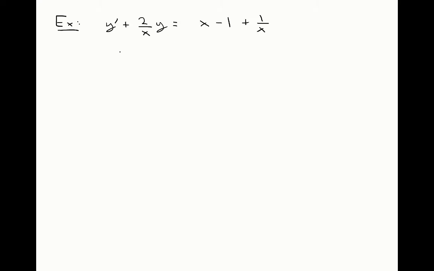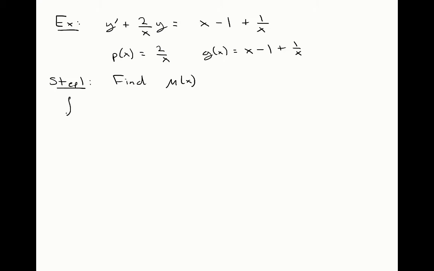The first thing I always do is write out what p of x and g of x are. All right, now that we know that, we can do the first step. So step 1 is find the integrating factor, mu of x. So first we need to do the integral of p of x dx. All right, so this is just 2 log x. At this point you don't need to worry about your plus c's. So this gives us that integral, but remember the integrating factor is e to this integral. So we have e to 2 log x.